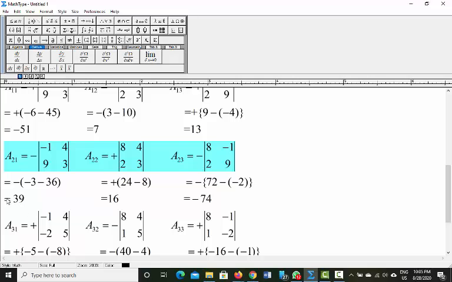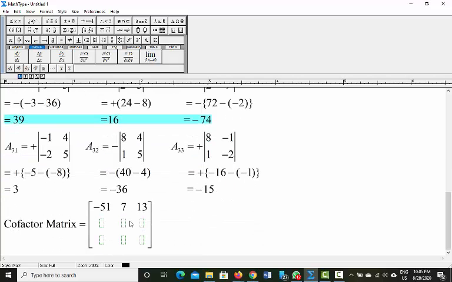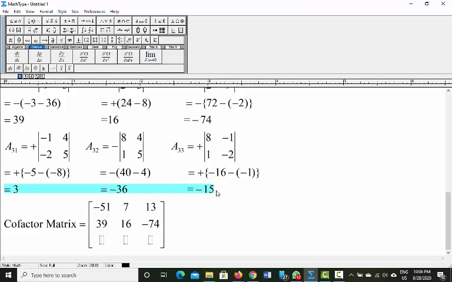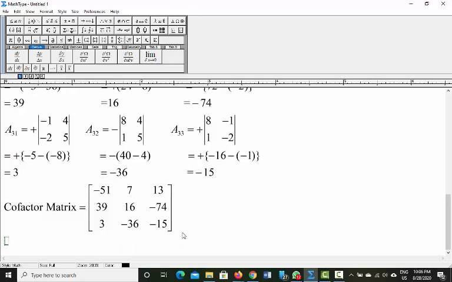So now in the second row, we can see 39, 16, minus 74. So now the third row. In the third row, the cofactors are 3, minus 36, and minus 15. So this is the cofactor matrix.